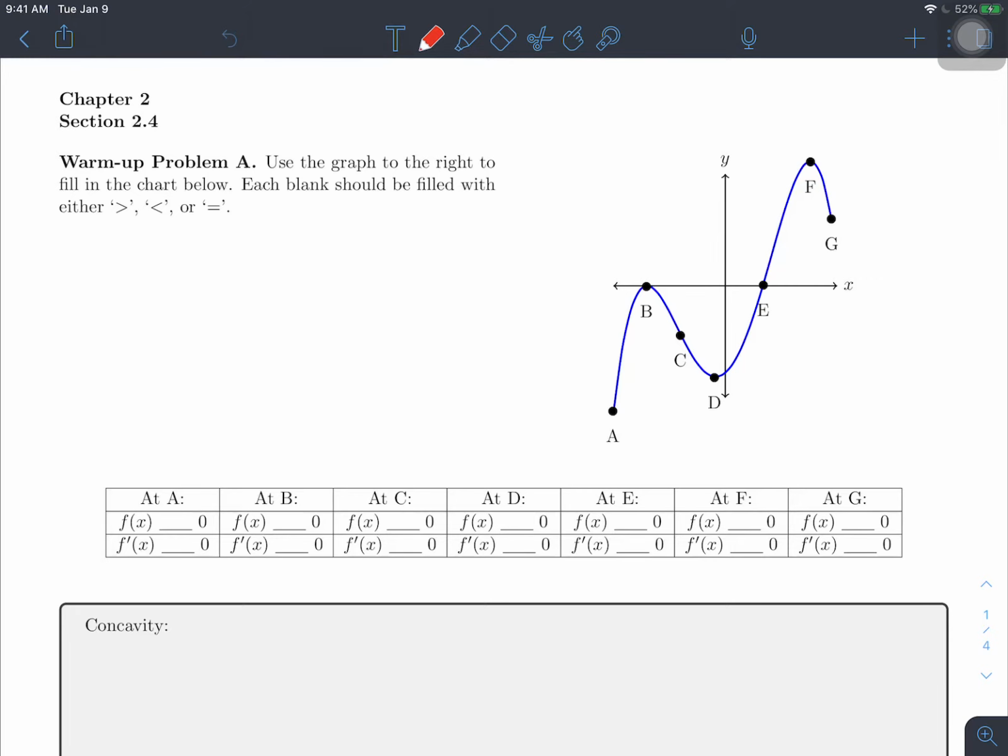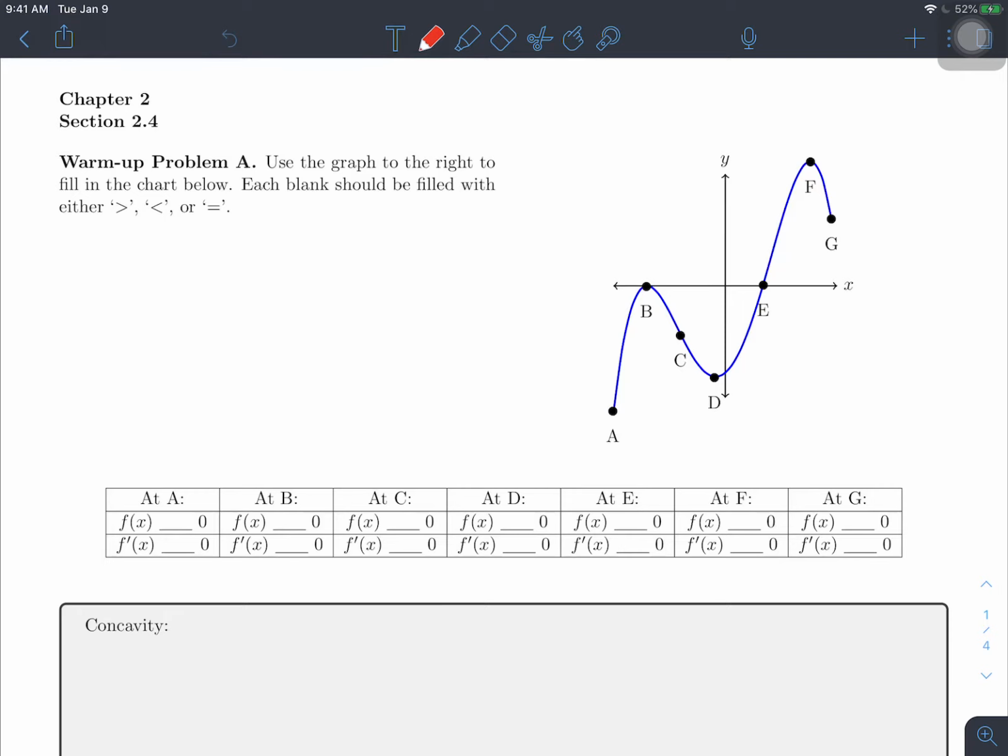So if you're at home watching, I recommend that you pause the video and give this a shot yourself, and then unpause when you're ready to see the solution. So let's see here. We've got A, B, C, D, E, F, G points on this graph of this function, which is the graph of f of x itself. And we're supposed to find out whether f and f prime are greater than 0, equal to 0, or less than 0 at these points.